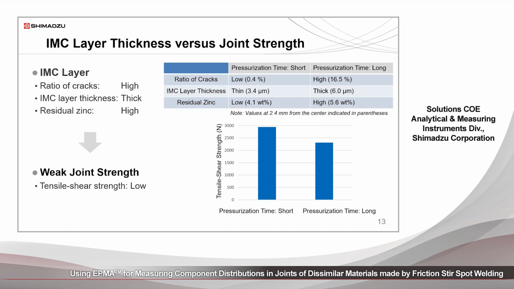To summarize the IMC layer, for the high pressurization time, the ratio of cracks is higher, the IMC layer thickness is thicker, and the residual zinc is higher compared to the short pressurization time. This leads to a tensile shear strength that is low.